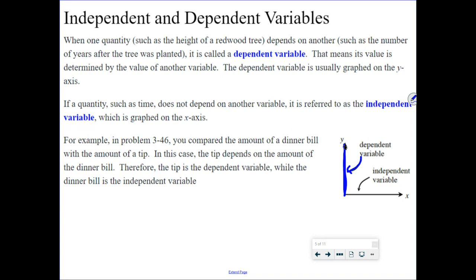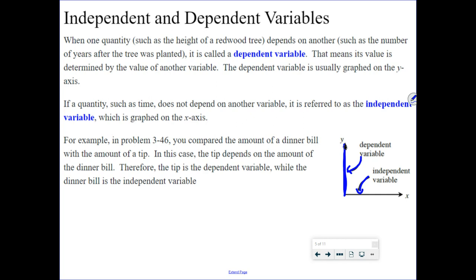If the quantity, such as time, does not depend on the other variable, it is referred to as the independent variable, okay, which is graphed on the x-axis. For example, in problem 346, you compared the amount of the dinner with the total amount of the tip. In this case, the tip depends on the amount of the dinner bill. Therefore, the tip is the dependent, while the dinner bill is the independent.